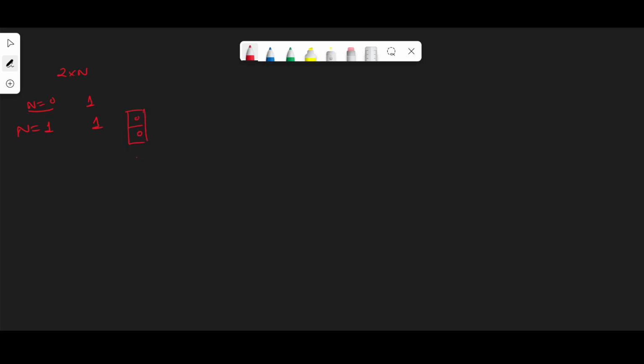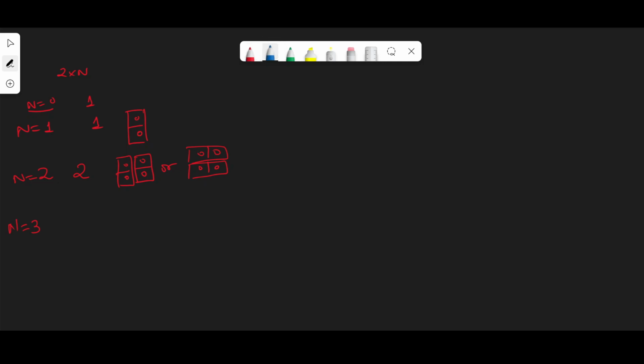N equals 2. That means 2 cross 2. So you either take a tile like this and then follow it up with another tile like this, or you take a horizontal tile and place another horizontal tile below it. So for n equals 2, there are two ways. And for n equals 3, in the example that we saw, there were five different ways.